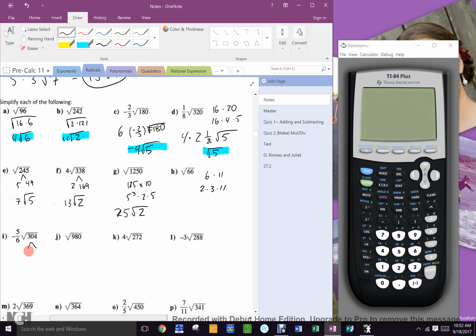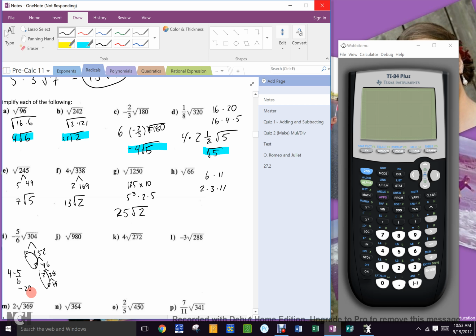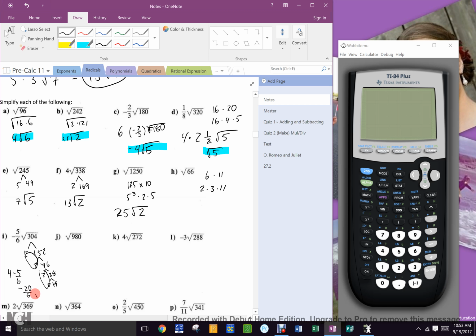304 is 2 and 152. 2 and 76. 2 and 38. 2 and 19. There's a group of 2. There's a group of 2. So out comes 4 times negative 5, 6 is negative 20 over 6 root 19. And I can leave it that way, or I can tidy it up by reducing that.